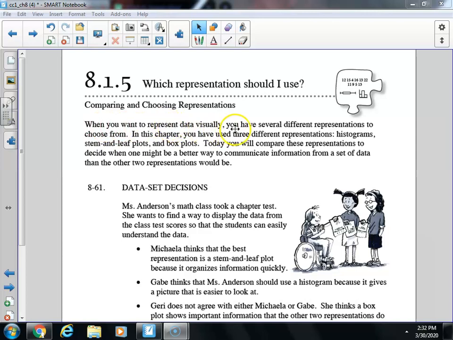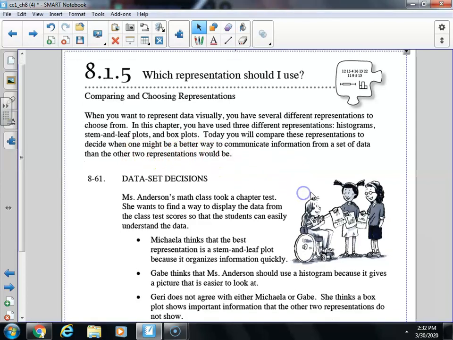In this chapter you have used three different representations: histogram, stem and leaf plot, and box plots. Today you will compare these representations to decide which one might be a better way to communicate information from a set of data than the other two representations would be.